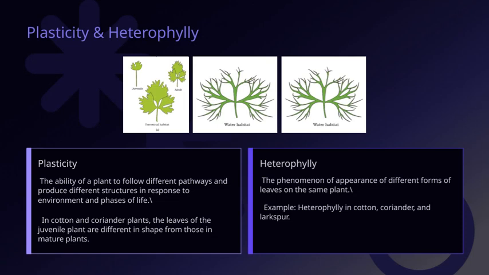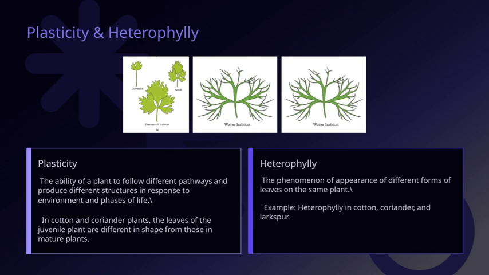Let's take a closer look at an interesting phenomenon called heterophylly. This is when a single plant can produce different types of leaves on the same plant. For example, in cotton, coriander, and larkspur, you'll notice that the juvenile plants have leaves that look quite different from those on mature plants. It's like the plant changes its leaf shape as it grows. This ability to produce different leaf forms is part of what we call plasticity. Essentially, plasticity is the plant's capacity to adapt and modify its structures in response to environmental conditions and different stages of its life cycle. It's a remarkable feature that helps plants optimize their growth depending on their surroundings.